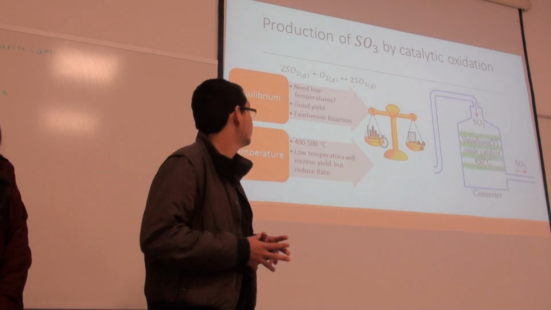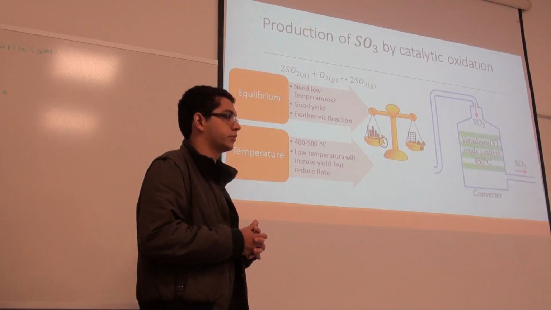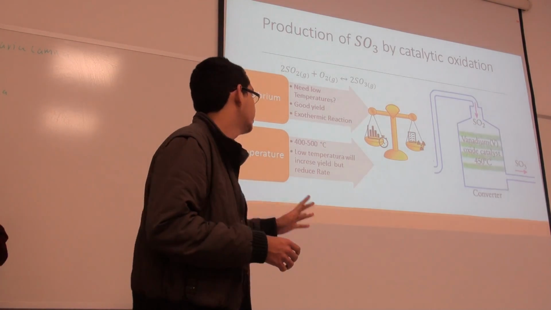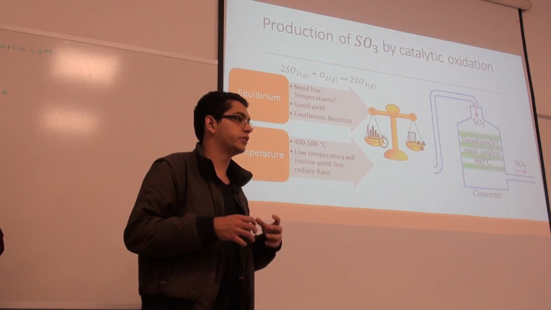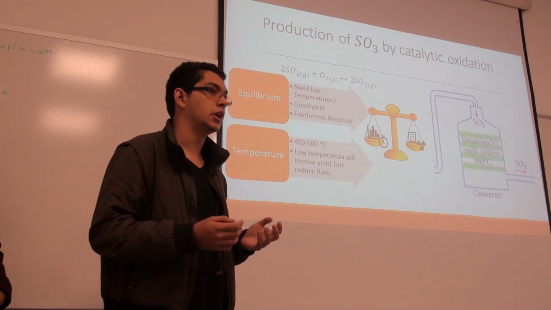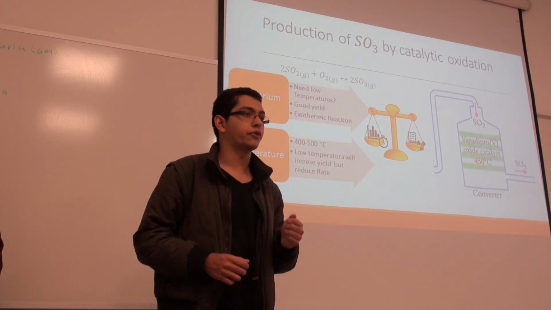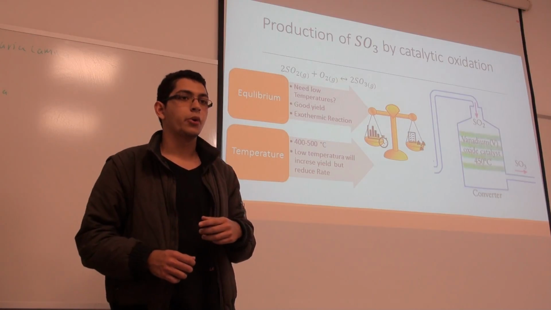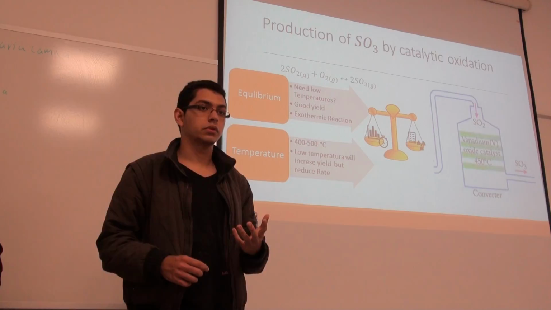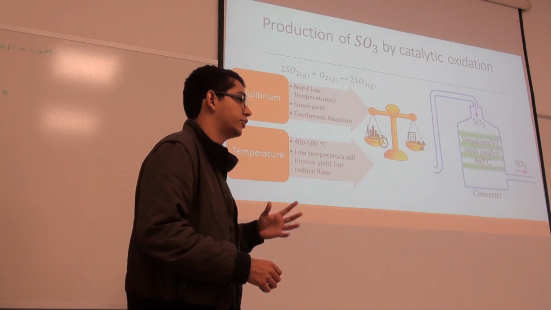So the next step is the production of sulfur trioxide by catalytic oxidation. To understand how it works, we have to know that this is the fundamental step, because this reaction defines the conversion of the whole process. So, to know how to modify the conditions of temperature and pressure, we have to know the Le Chatelier principle. The Le Chatelier principle is for reversible reactions and system equilibrium.